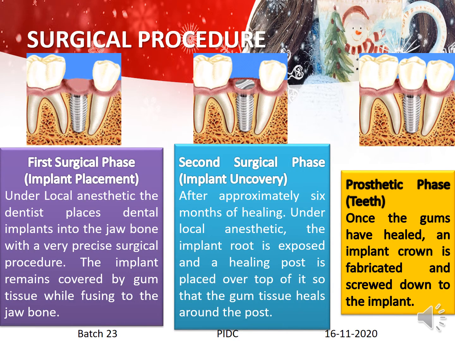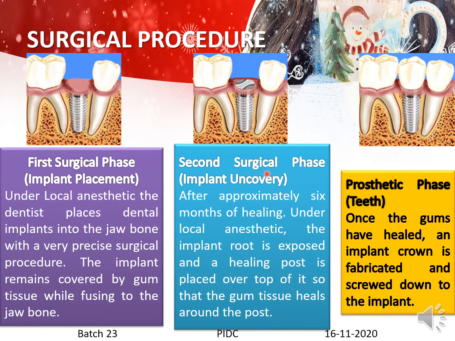So now coming on to the surgical procedure. Just as I told you, this is going to be a very long procedure. So this has been divided into 3 different phases. Your first phase is your first surgical phase or your implant placement. Under local anesthesia, the dentist places the dental implants into the jaw bones with a very precise surgical procedure. The implant remains covered by the gum tissue while fusing to the jawbone.